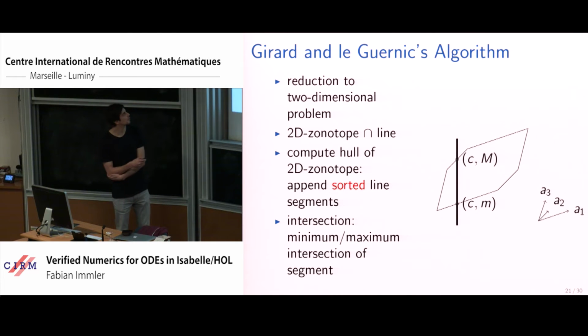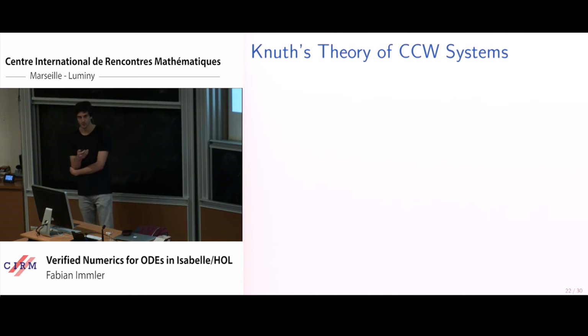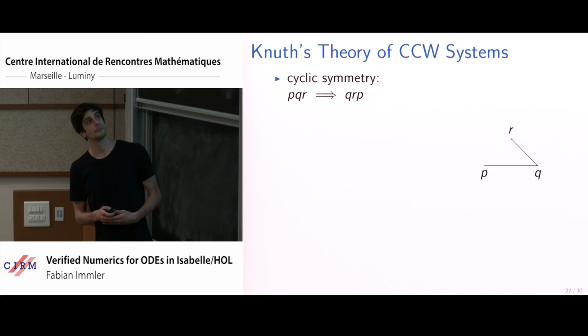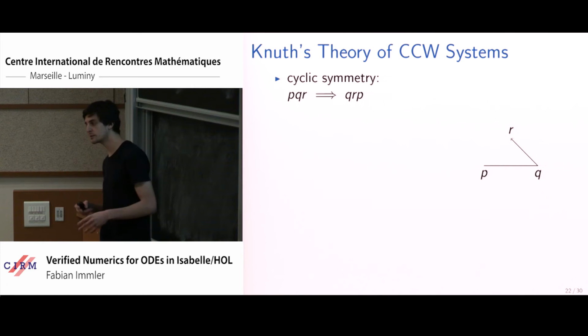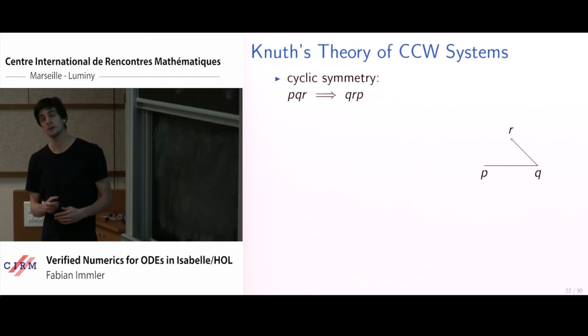Okay, one difficulty here is talking about how these line segments are sorted in the two-dimensional space. This is done quite nicely and abstractly by Knuth, who invented the theory of counterclockwise systems. There you basically have a ternary predicate which talks about the orientation of points in the plane. So here we have P, Q, and R, and they are related in this predicate because from P over Q to R we take a counterclockwise turn.